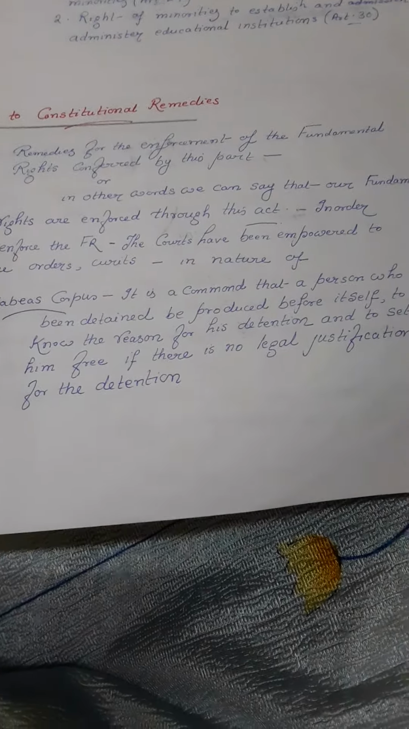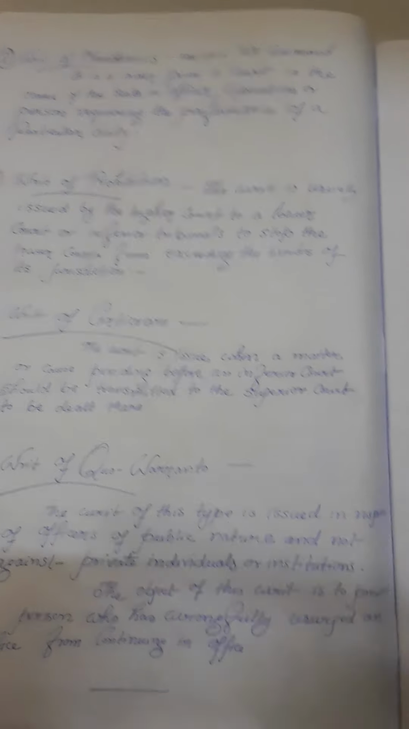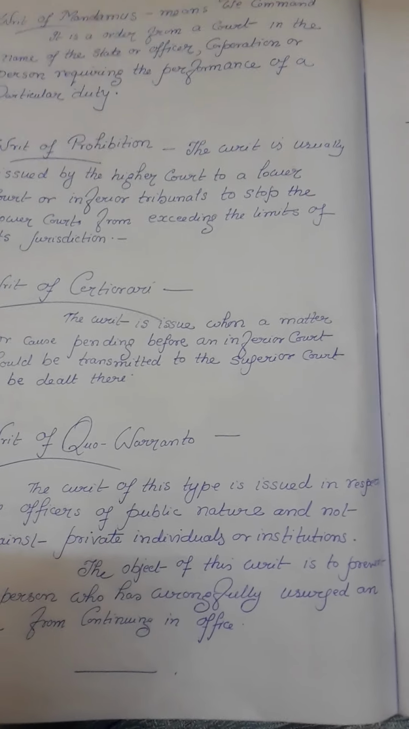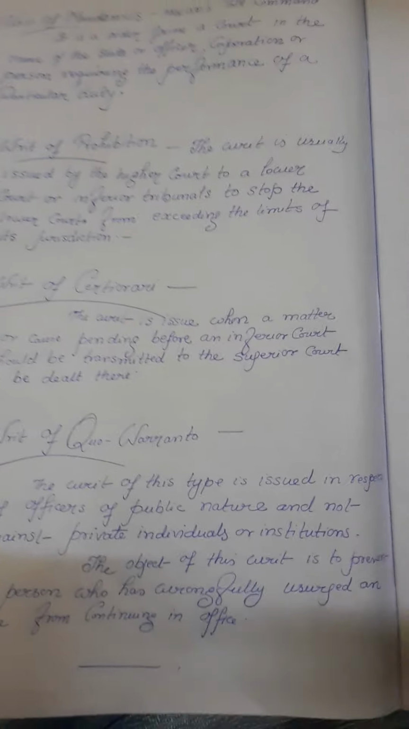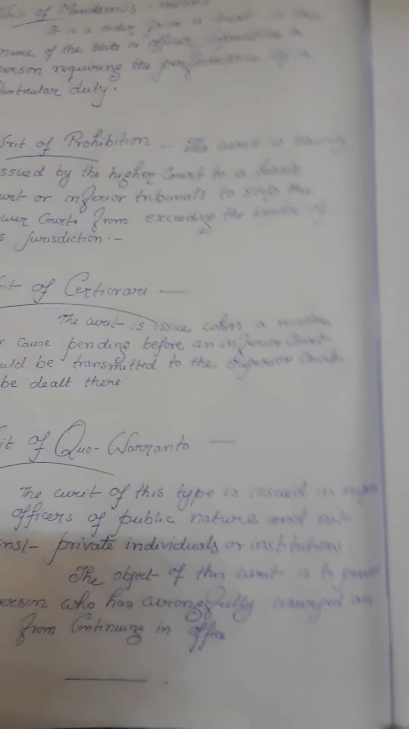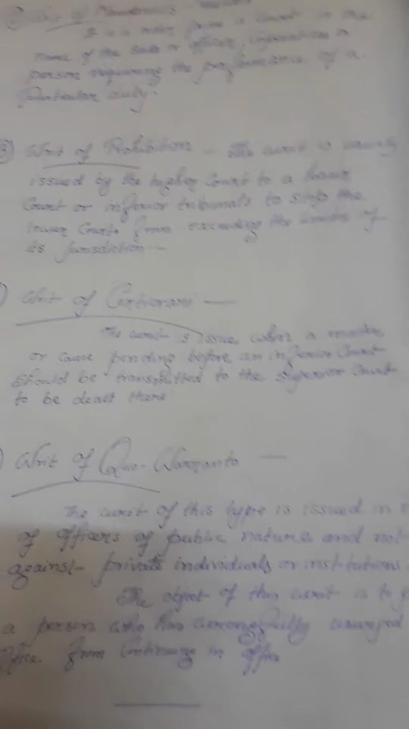Next one, writ of mandamus means we command. Now it is an order from the court in the name of the state or officers or person requiring the performance of a particular duty. Suppose any government officer is not performing his duties properly. Now if any individual is getting disturbed from it, he can move to the court. Now the court can issue a writ of mandamus.